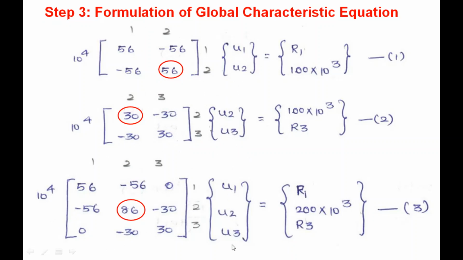Similarly we have to add these degrees of freedom also, u1, u2, u3, 3 degrees of freedom. And coming to the force on the right hand side, we have to add R1, and the common node force is 100 kilonewton and 100 kilonewton. These two should be added properly, and we will get 200 kilonewton, that is 10 power 3 newton, and R3. So this is the global characteristic equation for the given structure. After getting this global characteristic equation, we have to apply the boundary condition. Then only we can solve the problem. Now how to apply the boundary condition we will see.